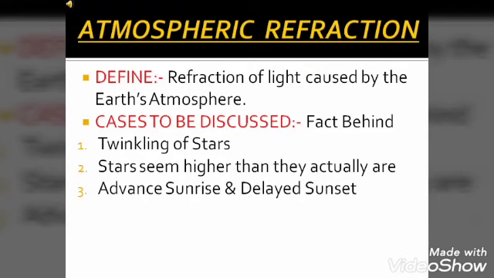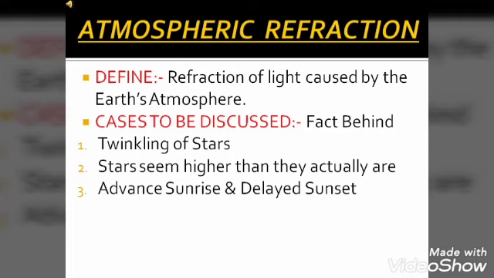Now let's discuss atmospheric refraction. It is caused by Earth's atmosphere having air layers of various optical densities. Some optical phenomena in nature, such as the twinkling of stars, stars seeming higher than they actually are, and advanced sunrise and delayed sunset, are all due to refraction only. We will be discussing these three phenomena. Do you know why they are so? So let's discuss these cases one by one.